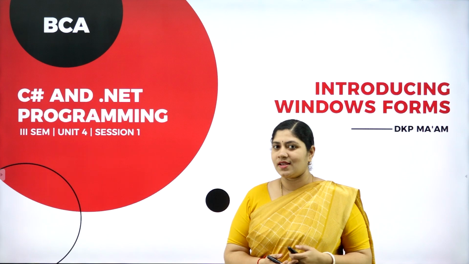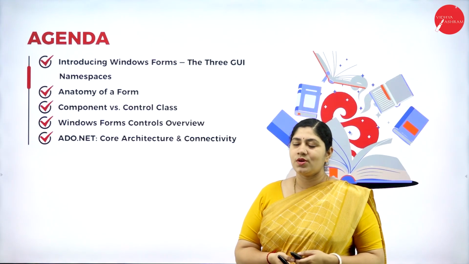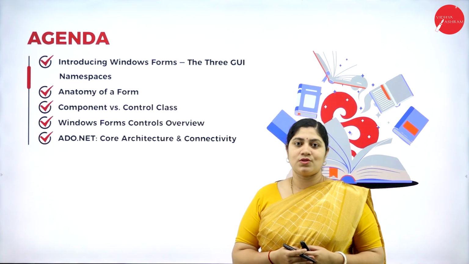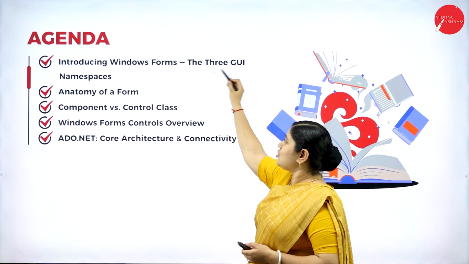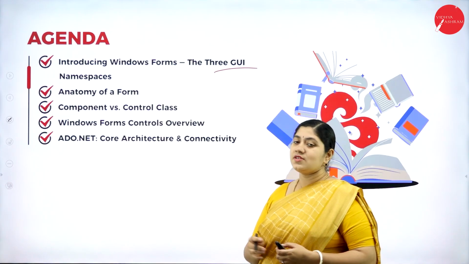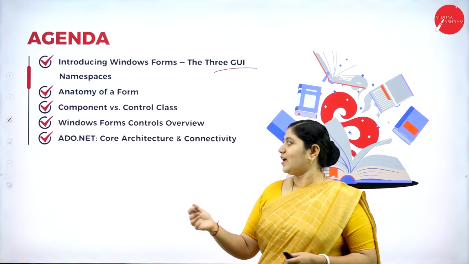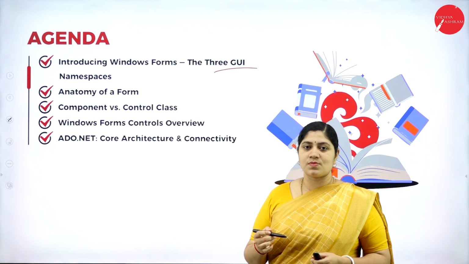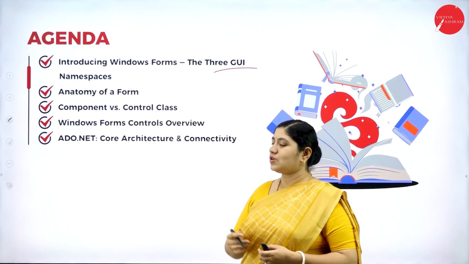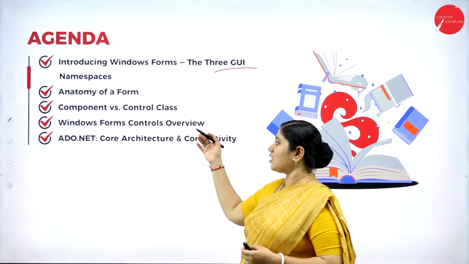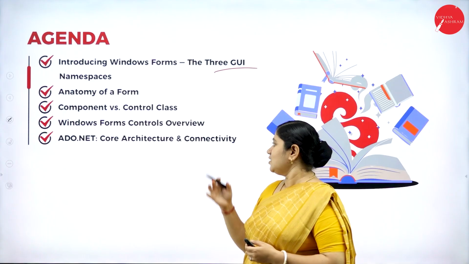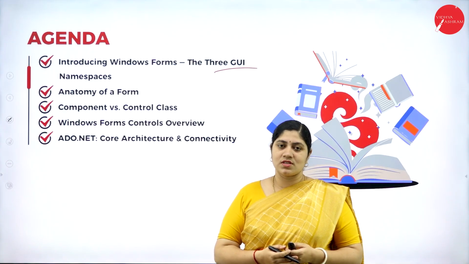Let's move forward and understand the agenda of today's session. In today's session, we'll be discussing the introduction to Windows Forms, and also we will be learning the 3 GUI namespaces with respect to C#. Then we also discuss the anatomy of a form, followed by the components that we use in C# when creating a Windows form. Up next, we discuss the difference between a component and a control class, followed by the ADO.NET core architecture as well as connectivity. So these are the things that we discuss in today's session.